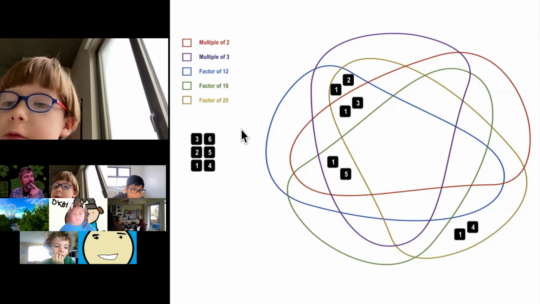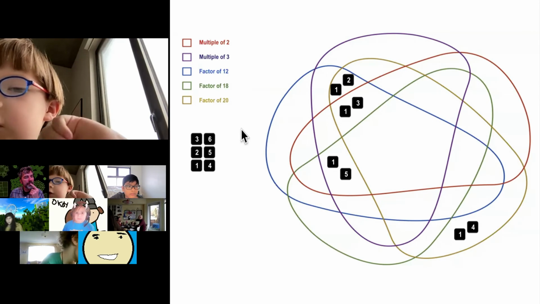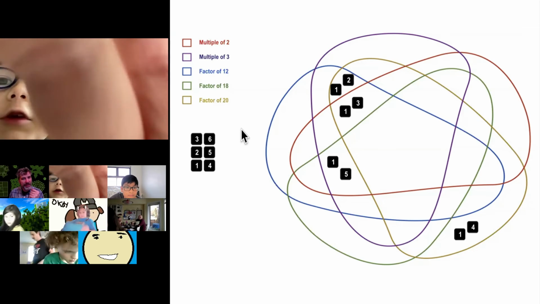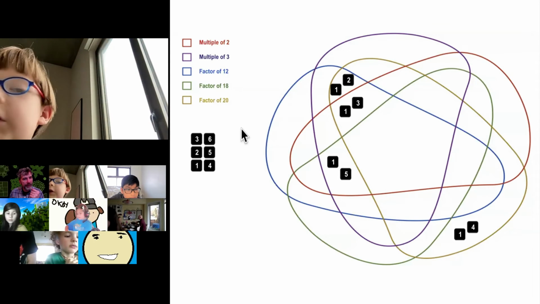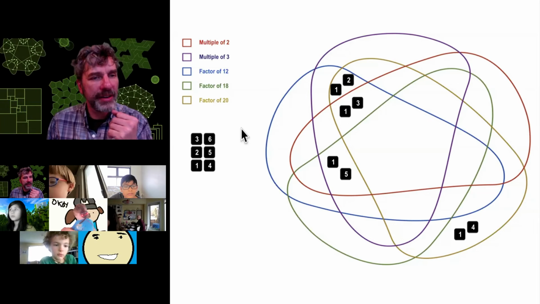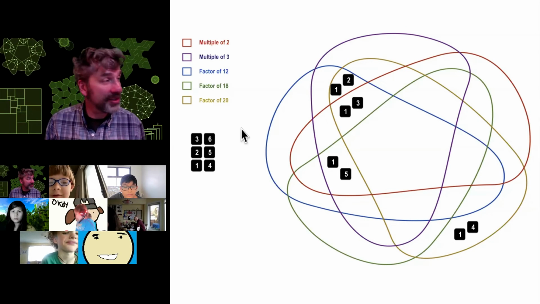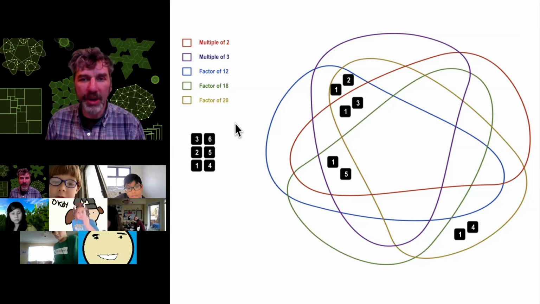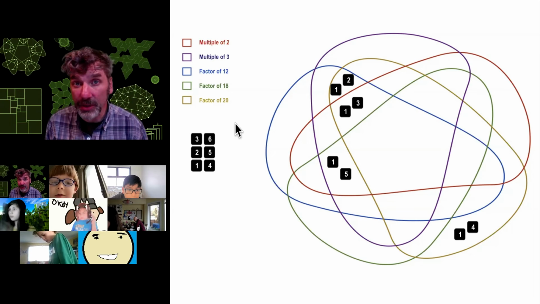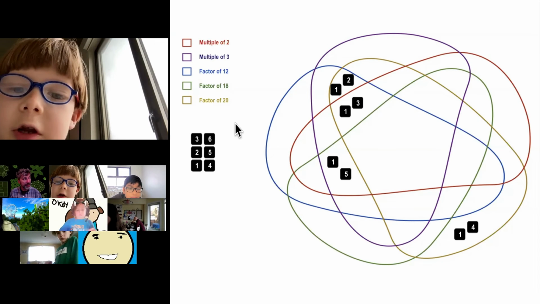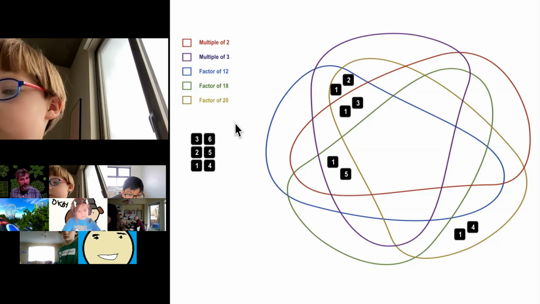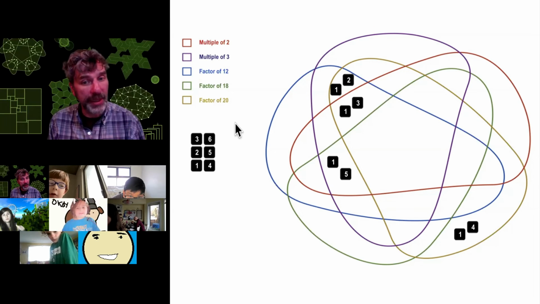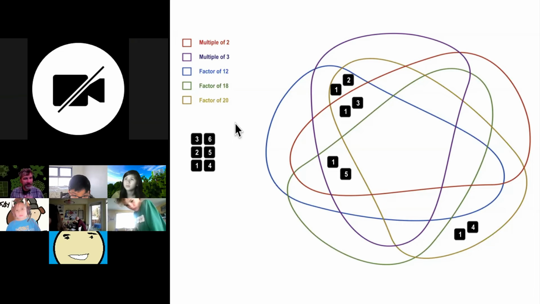Multiple of 2, multiple of 3 means the sum is a multiple of 2 or multiple of 3. The same with factor of 12, 18, and 20. Sum is a factor of 12. Okay, that's great, Oscar. Do you think you're going to be able to cover every single one of your regions with at least some dice roll? Well, I'm not sure. Right now, I'm only trying rolling 2 dice, which I'm sure won't work, but then maybe other numbers of dice will work.